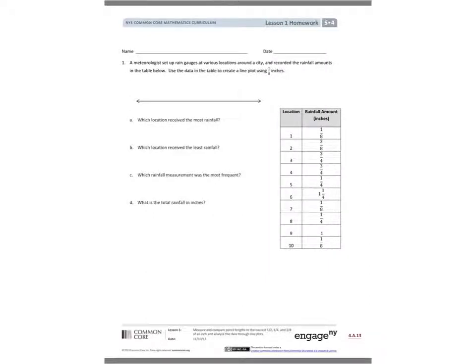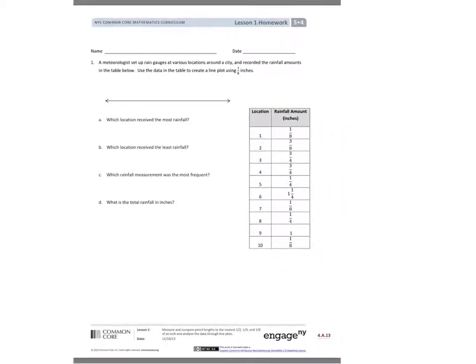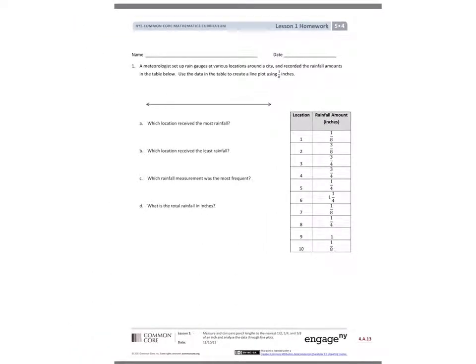So in lesson 1, we actually measured pencils and got some different amounts. Well, the homework is a little bit different because they actually give us some amounts and we need to create a line plot. I'm going to create a line plot along the bottom here because I like my line to be bigger and it's easier when writing on the technology.